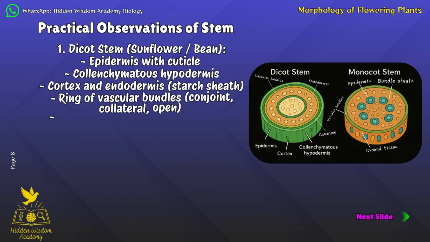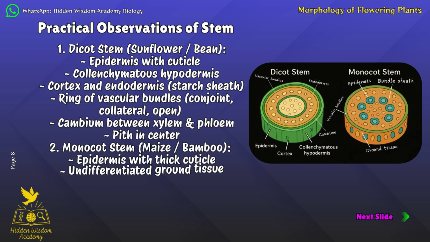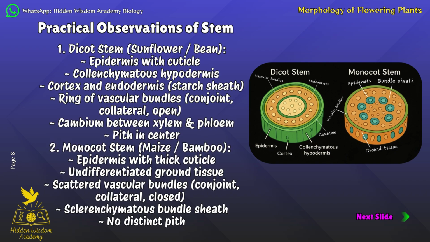Now, let's talk about practical observation in stem. In practicals, a dicot stem like sunflower shows an epidermis with cuticle and collenchyma underneath. The cortex is visible, and the endodermis or starch sheath surrounds the vascular bundles, which are arranged in a ring. Each bundle is conjoint, collateral, and open, with cambium between xylem and phloem. The pith is at the center.